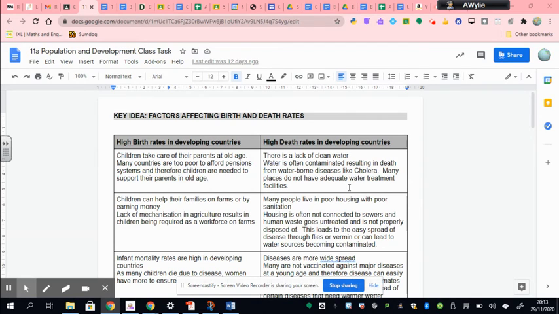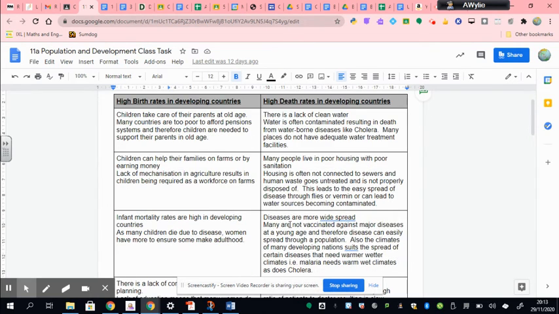Okay, so the key idea that we're thinking about is that we know about birth and death rates, and that they vary around the world. That's quite a familiar idea in our minds. What we're now thinking about is what causes them to vary, and obviously that's also something that you'll be fairly familiar with. So if we have a look at this particular set of factors here, we can see that we've got a range of factors that are causing birth rates to be very high in developing countries.